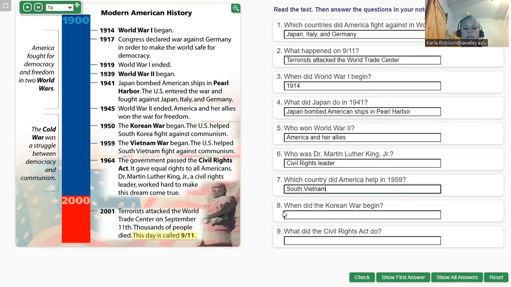Number eight. When did the Korean War begin? So my keyword is Korean. I'm going to scan quickly, looking for Korean. Oh, right here it is. When did the Korean War begin? In 1950.